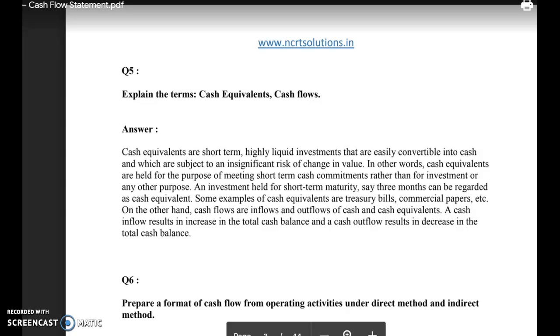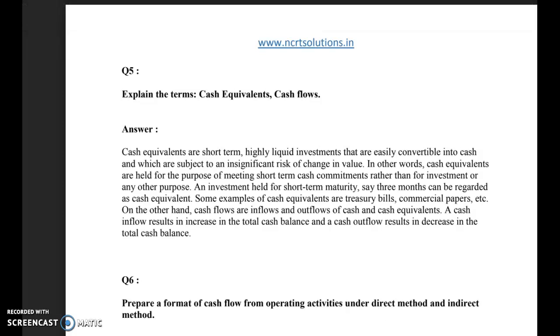On the other hand, cash flows are inflows and outflows of cash and cash equivalents, as we had already discussed. A cash inflow results in an increase in the total cash balance and a cash outflow results in a decrease in the total cash balance. So this we will apply with reference to the preparation of the cash flow statement. Now, how is the cash flow statement prepared?